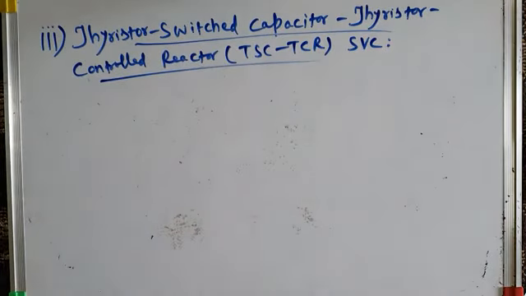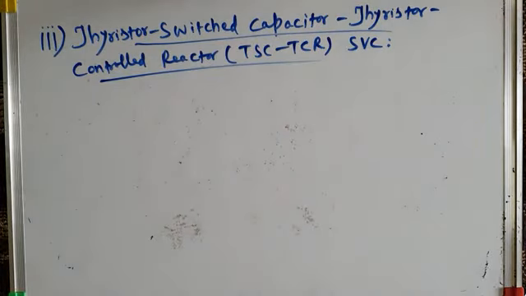We have earlier discussed two other types of static var compensators. One was the mechanically switched capacitor thyristor controlled reactor, that is the MSC-TCR type SVC. In the previous lecture we discussed the second type of SVC, which was the fixed capacitor thyristor controlled reactor, that is the FC-TCR type SVC. And today I am going to discuss the third and the most important type of static var compensator, that is the thyristor switched capacitor thyristor controlled reactor SVC, or TSC-TCR SVC.